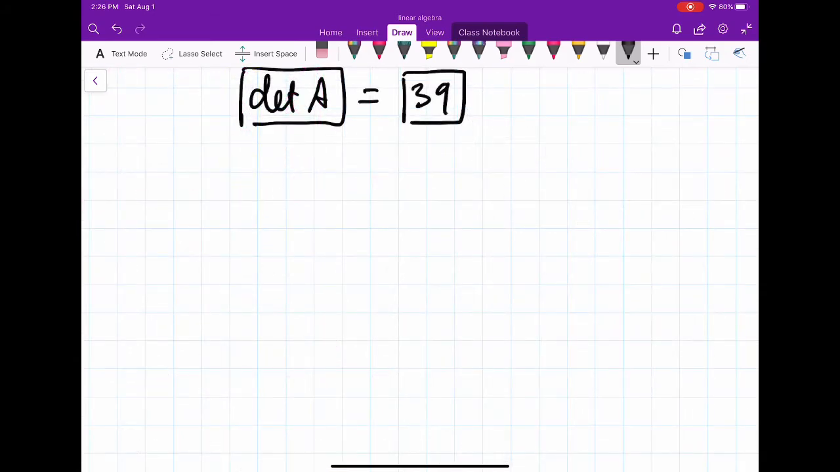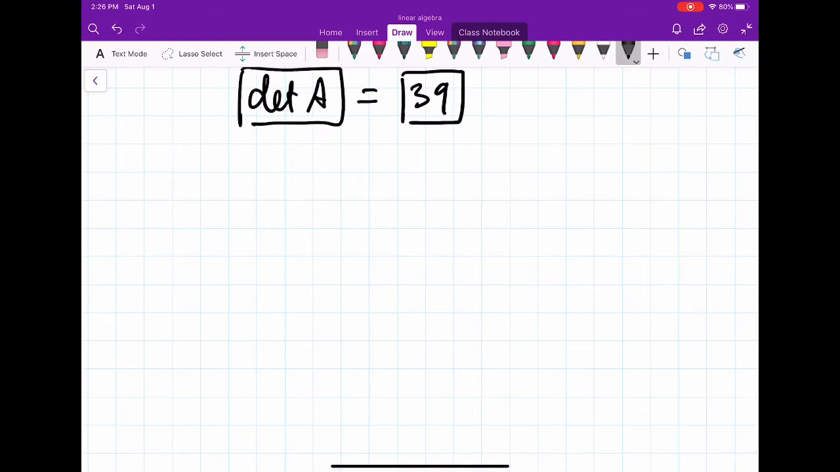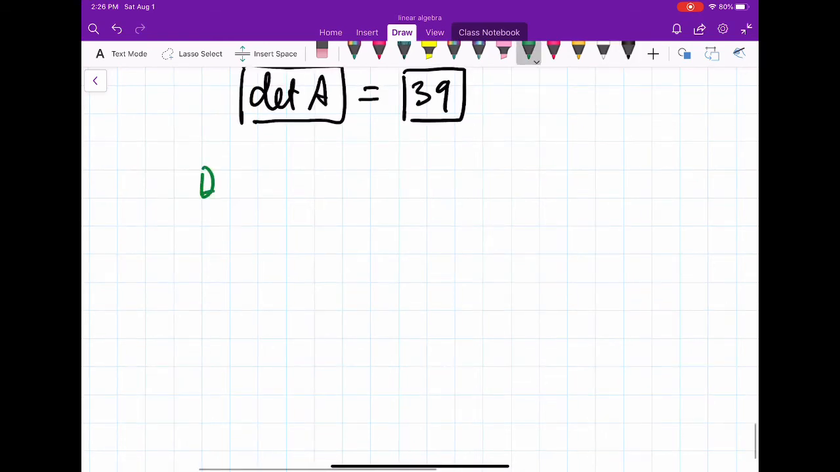For 3 by 3 matrices, you have a very special formula for the determinant. Okay, so let's talk about the determinant of a 3 by 3 matrix.